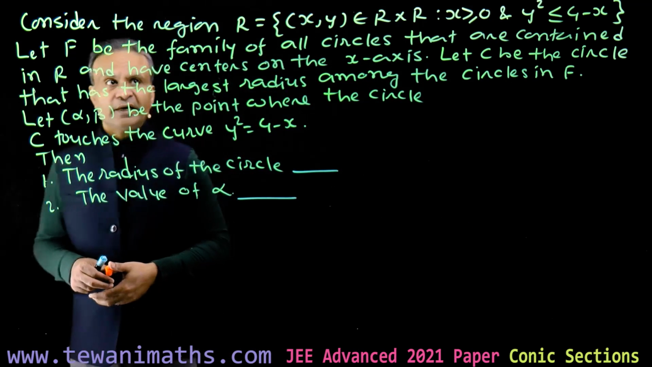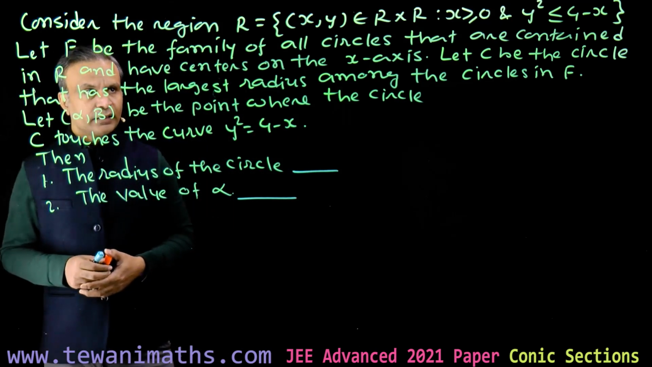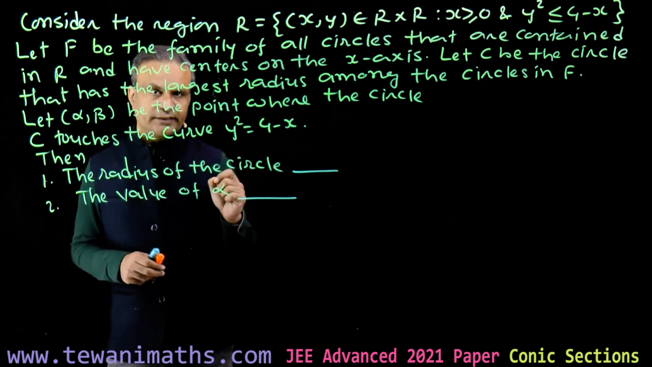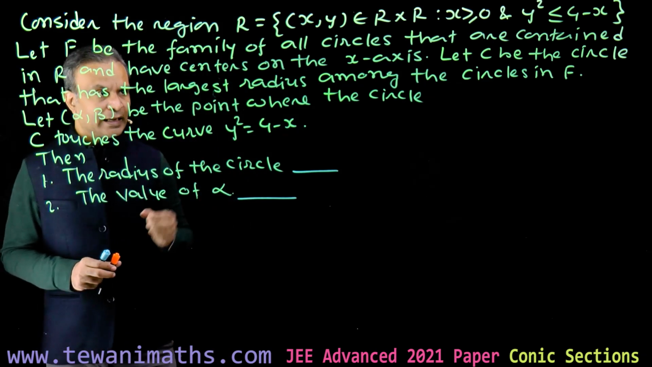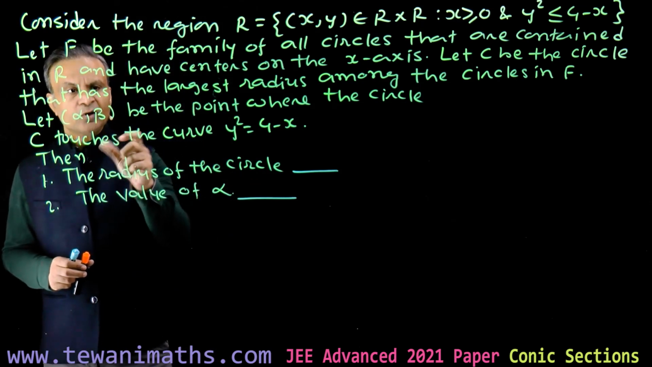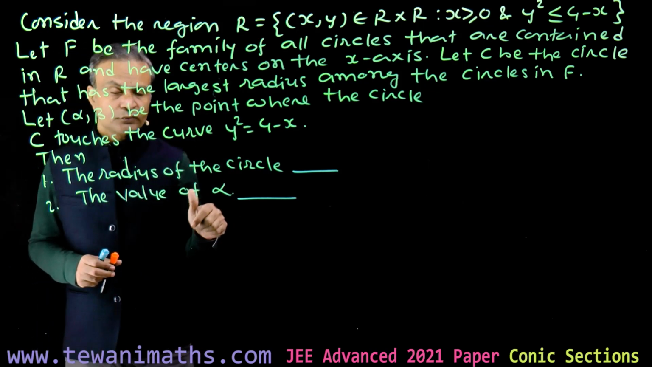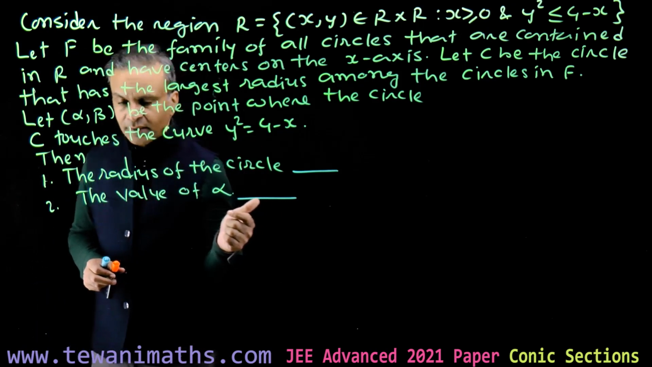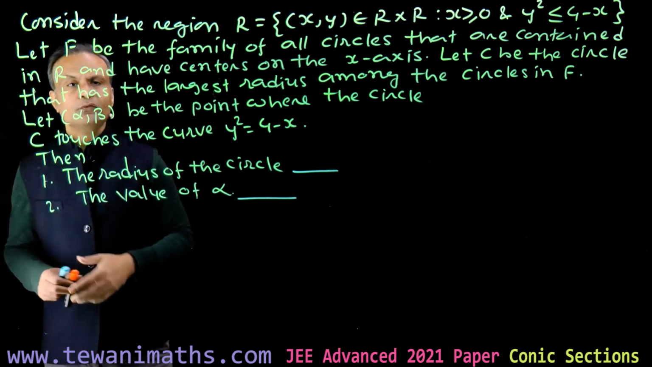Okay. Let F be the family of all circles that are contained in R and have centers on the x-axis. Let C be the circle that has the largest radius among the circles in F, and let alpha comma beta be the point where the circle C touches the curve y square is equal to 4 minus x. Then we have to find the radius of the circle and the value of alpha.